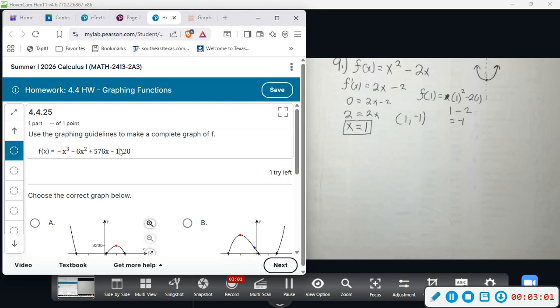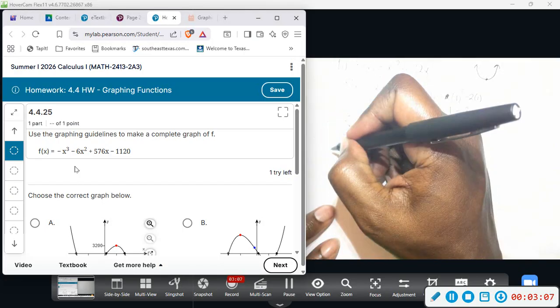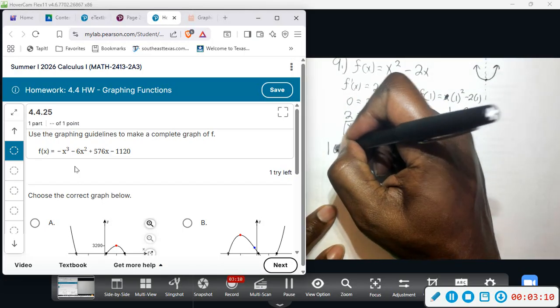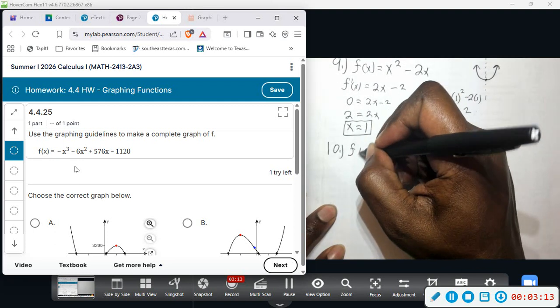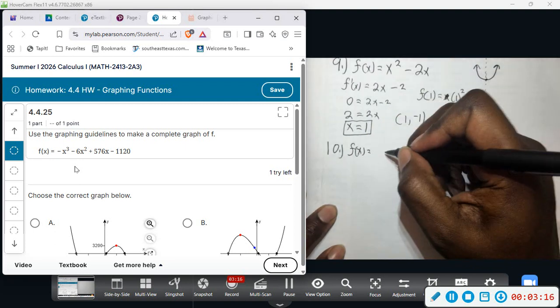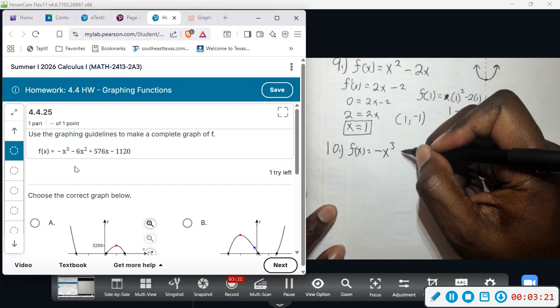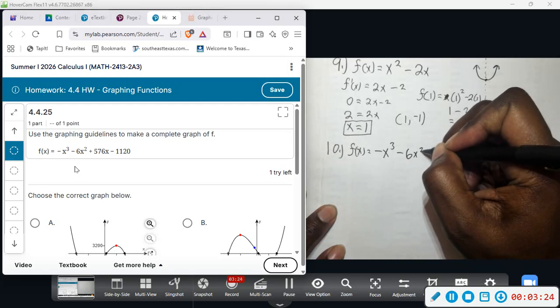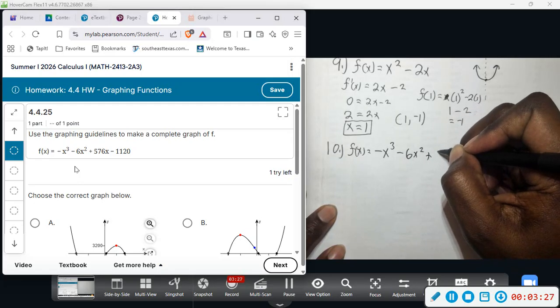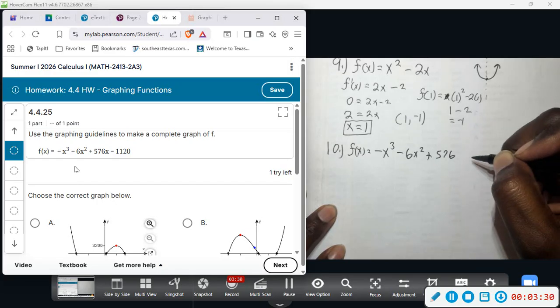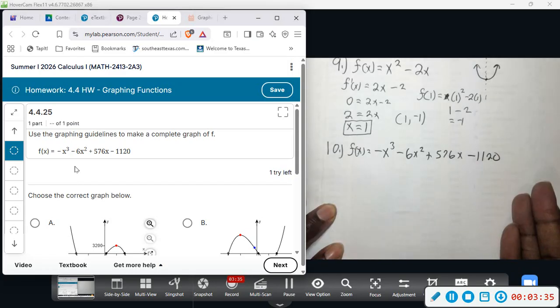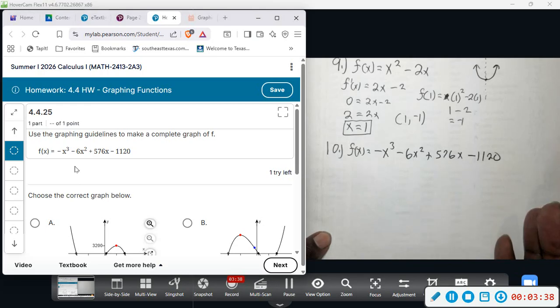All right, number 10, we're going to use graphing guidelines to make a complete graph of f. All right, so similar, it's a quadratic. We can probably use some algebra and not have to do all of those steps because it's a lot to go through all of that. Polynomial domain is all reals. Minus 1120. So yeah, if you were to put this into a graphing calculator, you wouldn't see anything. You would have to change the viewing window, do some other things.